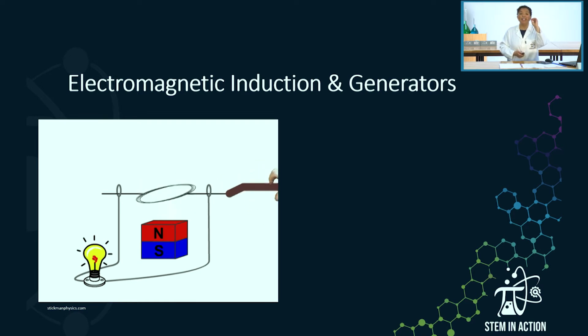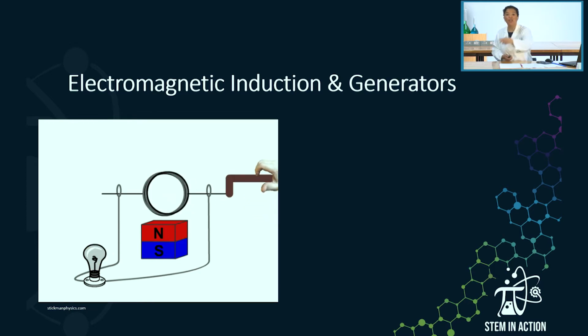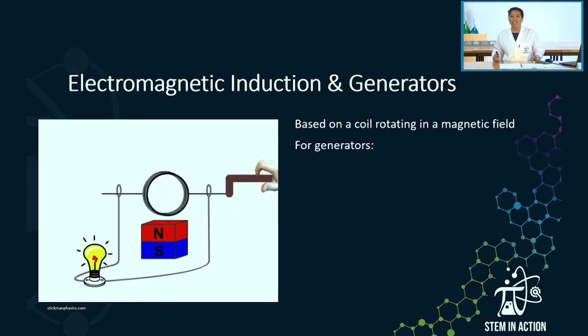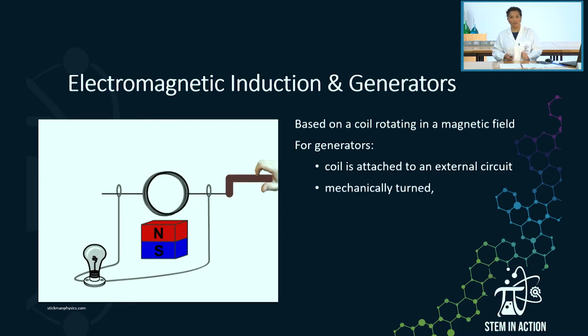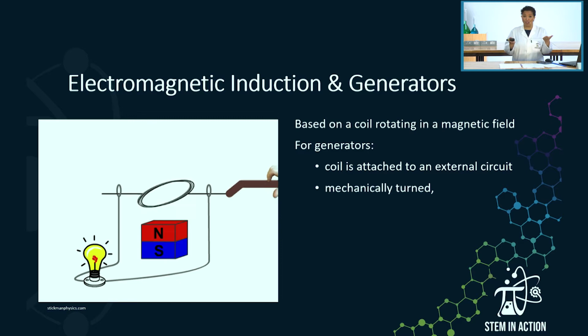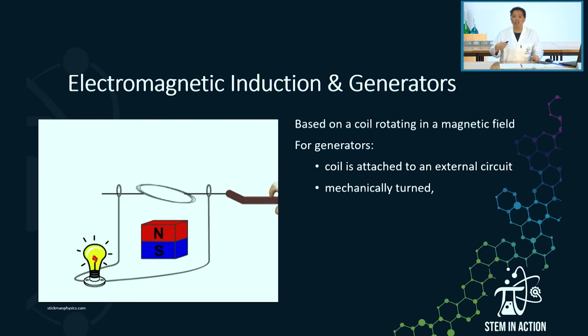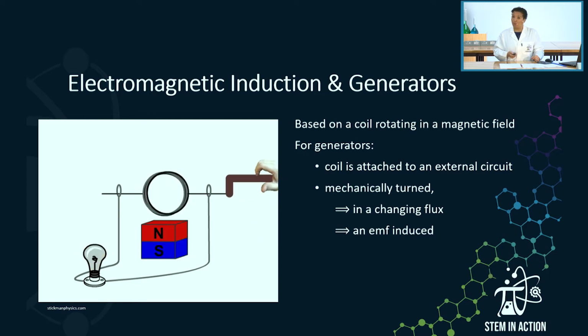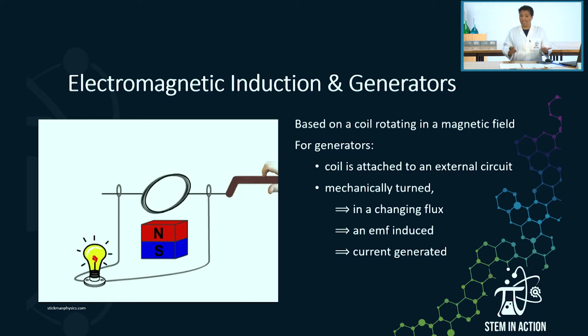We know that it is a device which is generating electrical energy by converting mechanical energy. So electromagnetic induction and generators are based on a coil rotating in a magnetic field. The coil is attached to an external circuit. That coil, you can see it's attached to the light bulb, and it is mechanically turned. That brings about the change in magnetic flux linkage. And of course, once all those are in check, an EMF is induced.